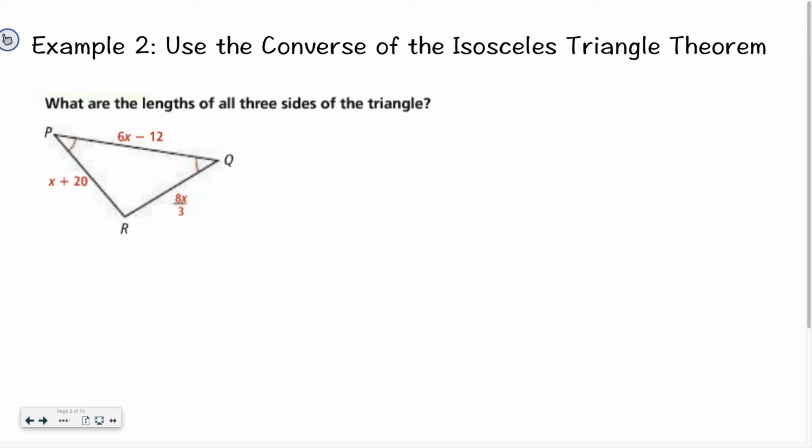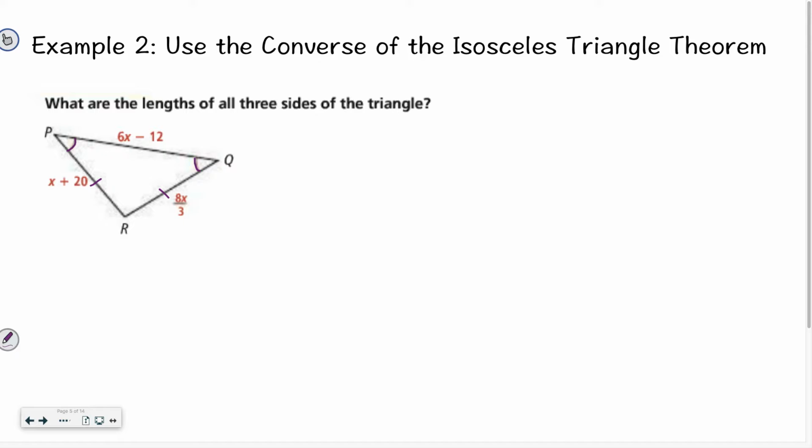So in the regular theorem that we just used, we were given the angle measures and we were solving for angle measures. Now we have side lengths and we're solving for side lengths. So converse has to do with solving for side lengths. All right, so we know it's an isosceles triangle because we have two angles that are congruent. And if those two angles are congruent, then these two sides have to be congruent.